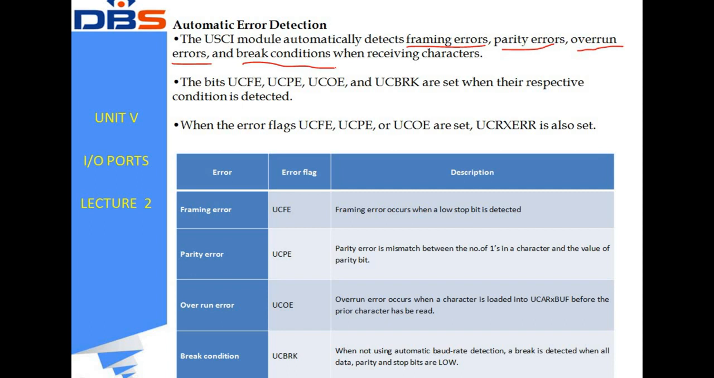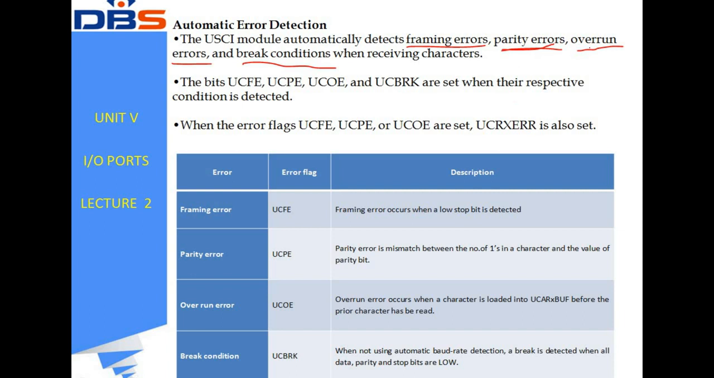So what is framing error? Here we have a framing error. Framing error means, suppose you are transmitting data, it should be in a synchronized manner. We need to transmit 8 bits. If we are transmitting 7 bits, then it is a framing error. If we need to transmit 8 bits and we are transmitting 6 bits, that is a framing error. Parity errors, suppose even parity or odd parity, it will check for the parity.